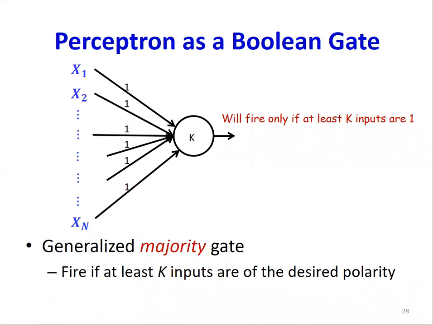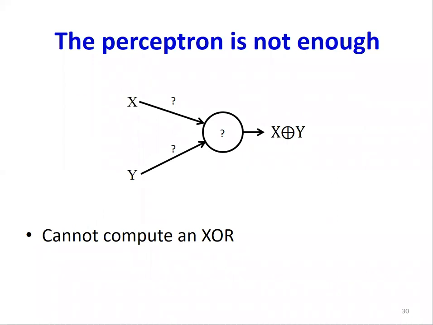So as you can see, a perceptron is far more powerful than a standard Boolean gate, which is what fooled Rosenblatt into thinking a single perceptron could compute any Boolean function. But then we know that it cannot compute an XOR, right? So this is a threshold gate and it's a majority gate. So we know that a simple perceptron cannot compute an XOR.